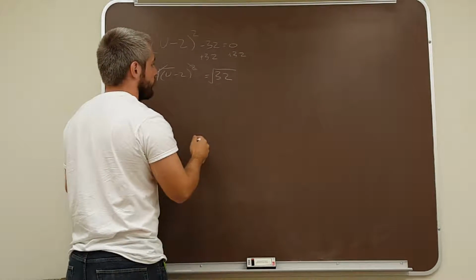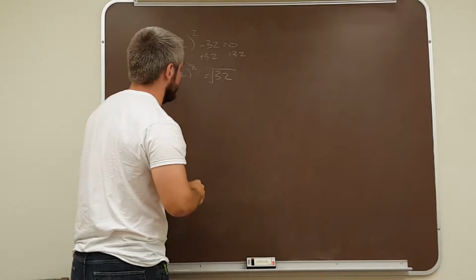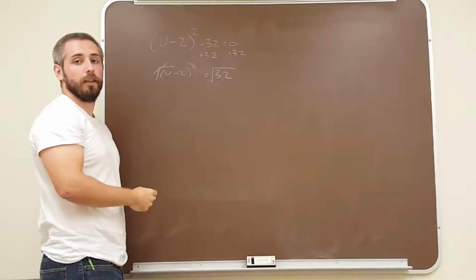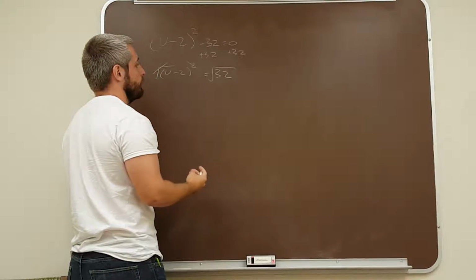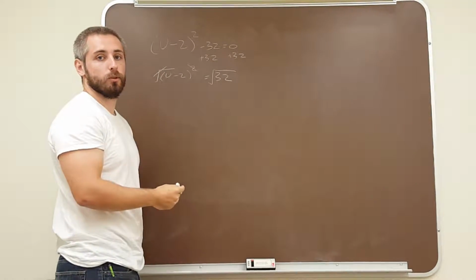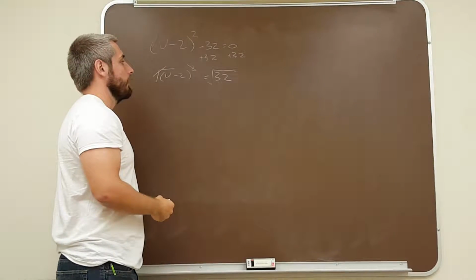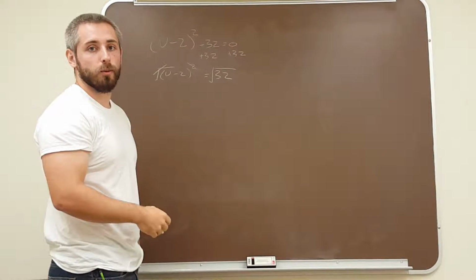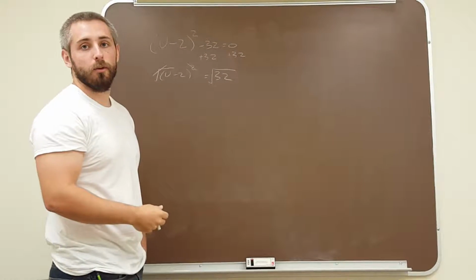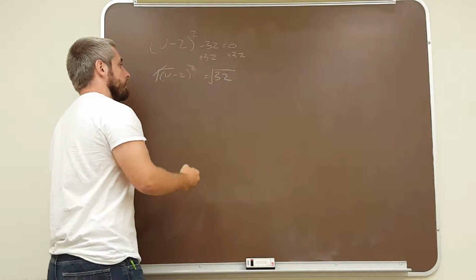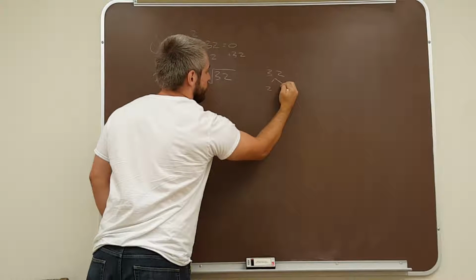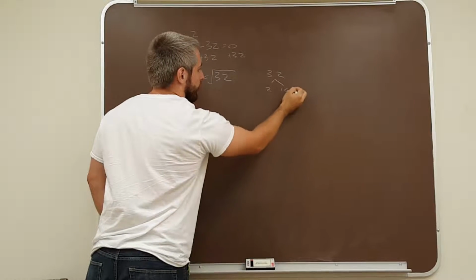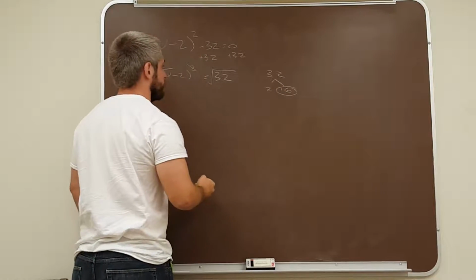Now, taking the square root, the next best thing to do would be to simplify that radical. And how we simplify that radical is to break it up into perfect squares. And a perfect square is something like 1², 2², 3², 4², something you know what the square root of is. So if we break up 32, we can break it up into 2 and 16. And we know 16 is just 4².